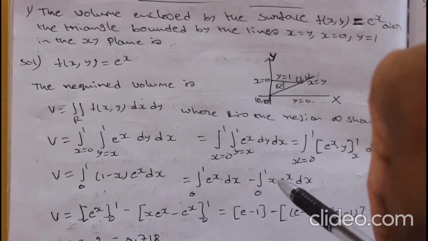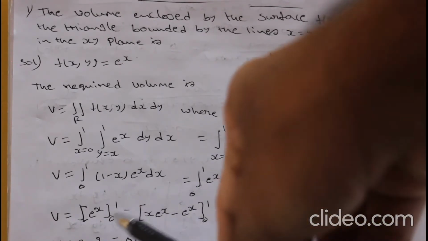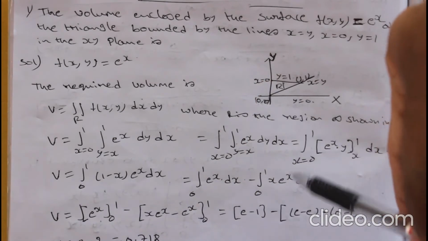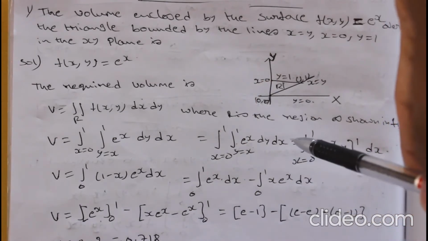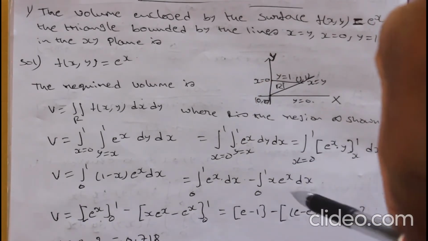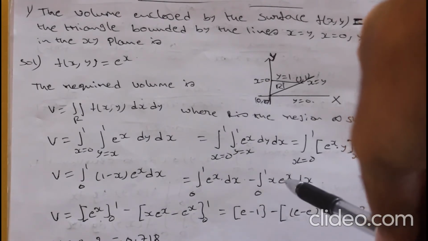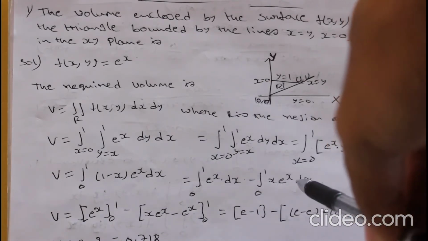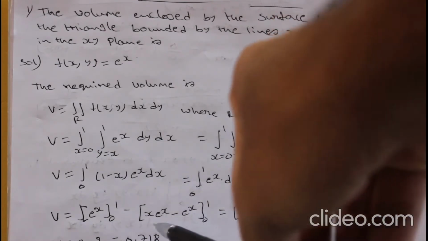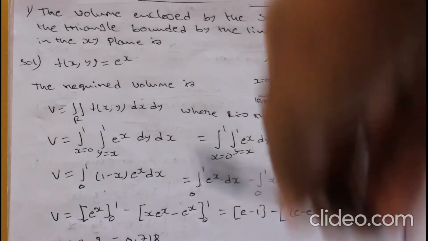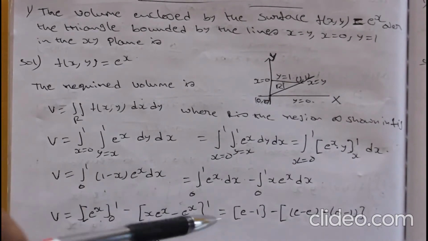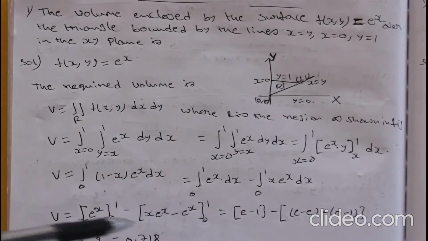Okay, so uv is nothing but x e^x. So x e^x minus integral of v du. Here v is e^x, and du is d/dx of x, that is 1. So the integral of e^x is nothing but e^x. So we get x e^x minus e^x, with limits 0 to 1. Now substitute the limits, friends.